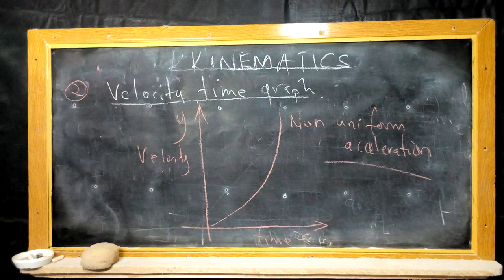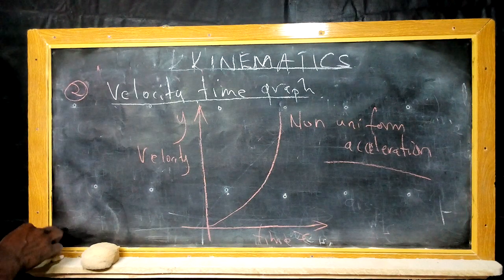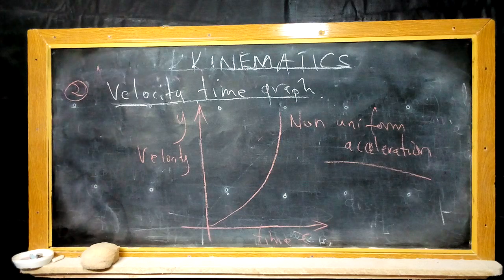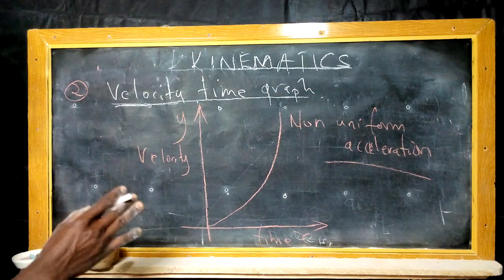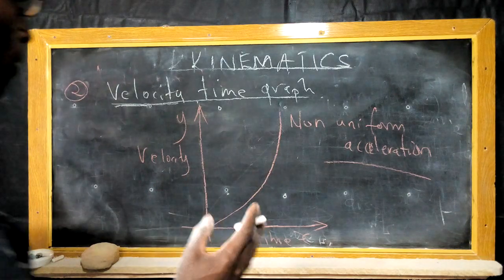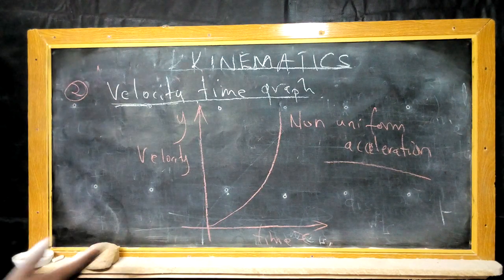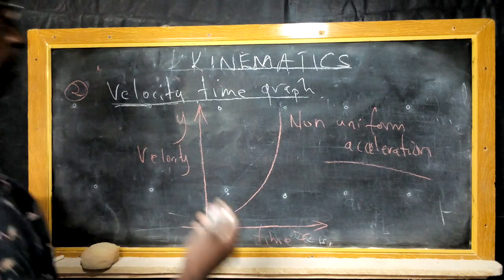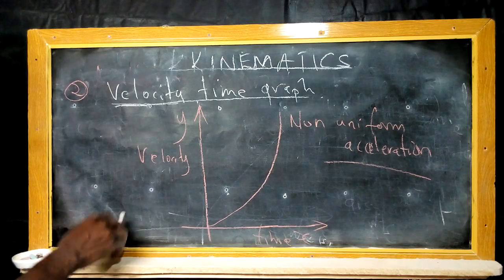And then lastly, we shall look at the displacement time graph. So we've moved from the acceleration time graph to the velocity time graph, and we are trying to see that the area under the curve for the acceleration time graph gives velocity. For the velocity time graph, the area under the curve for uniform acceleration gives the displacement. And lastly, we shall look at the displacement time graph.